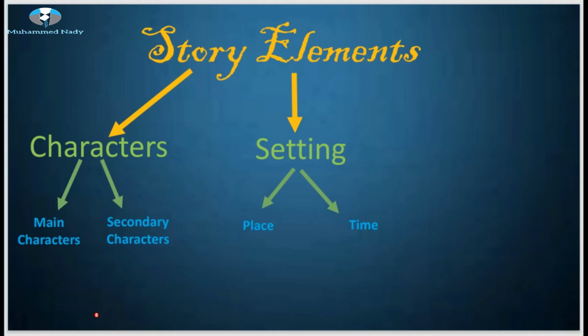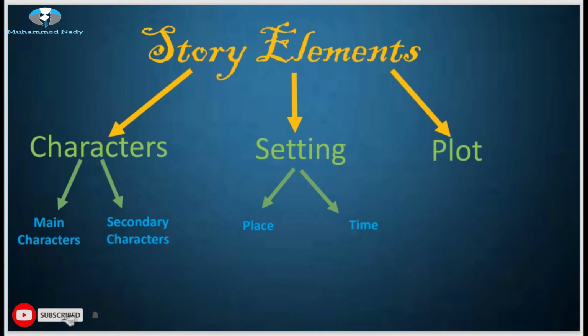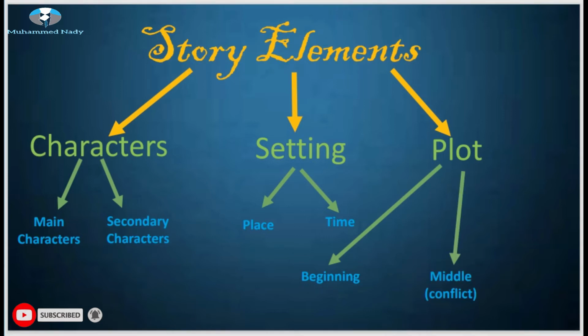The third part of the story elements is the plot. And the plot actually is divided into three parts. Number one, we call it the beginning of the story, how the story starts. And number two is the middle of the story, and sometimes we call it the conflict. And now we have a question. What is the conflict? The conflict is the challenge or the problem that the main characters of the story face.